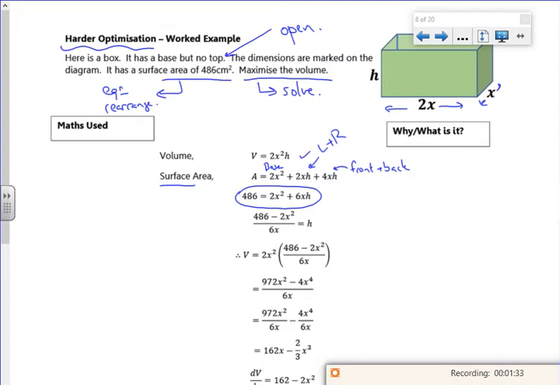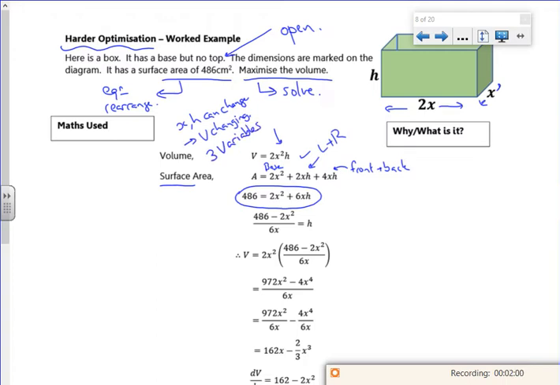Right, now then. The reason why I did it, I've not really talked about it in the last one: x and h can change, so they're called variables. But also, that would lead to V changing, so that's a variable as well. So we've got three variables.